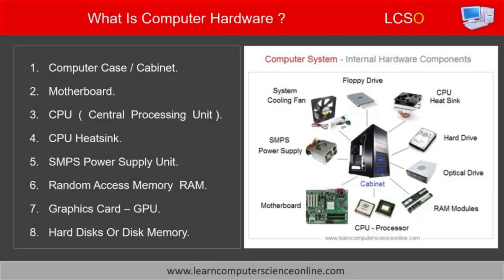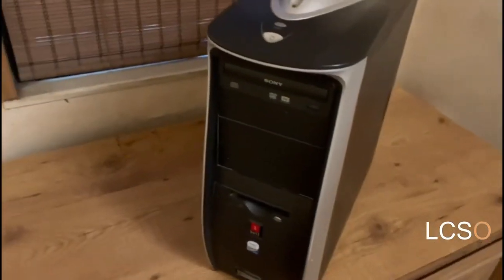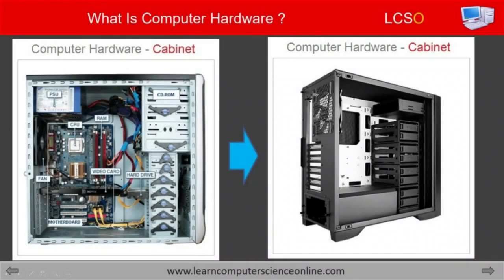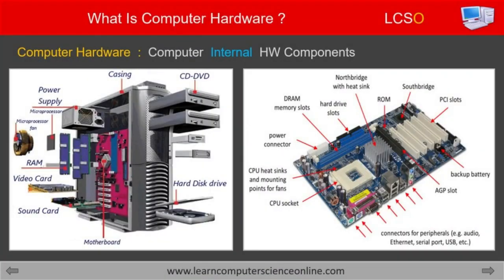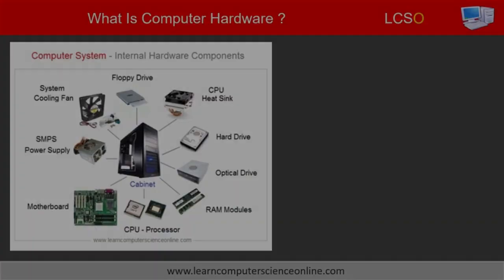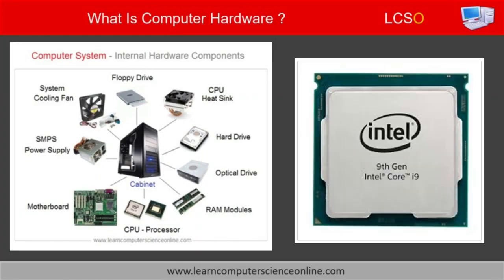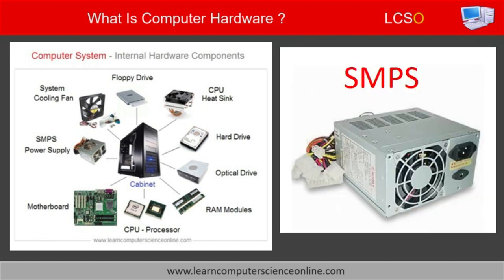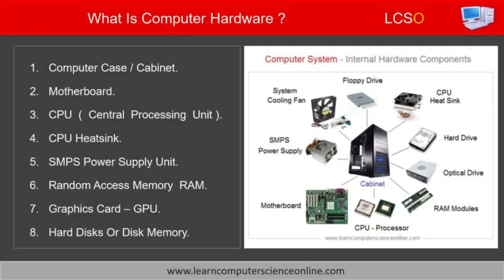Let us start with the first hardware component on our list. That is a computer case. A computer case is also alternately referred to as a computer cabinet. A computer case is a type of metal enclosure used to assemble the various internal hardware components of the computer system. The main function of the computer case is to provide a protected enclosure to organize and assemble various internal hardware components, such as motherboard, microprocessor, data storage memory hard disks, RAM modules, SMPS power unit, and other such hardware components.